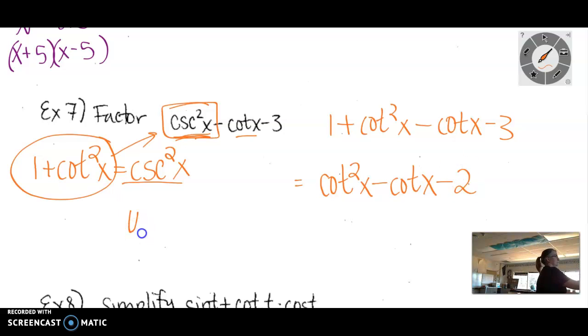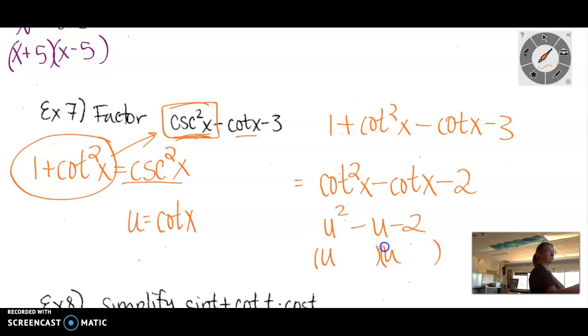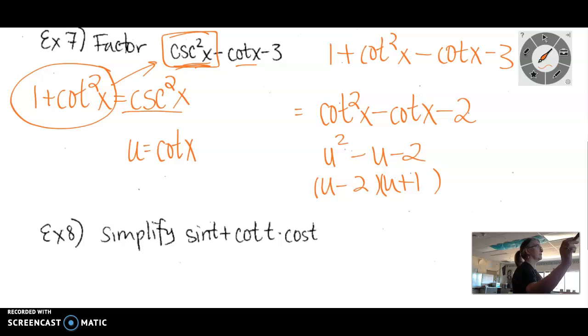And if I do that u substitution again and let u equal cotangent of x, then this becomes u squared, and this is just to make it look easier to factor, and then you go ahead and factor it. This would be u, and it would be minus 2 and plus 1. You don't have to do the u substitution. If you see the answer or the result without doing that, that's perfectly fine.